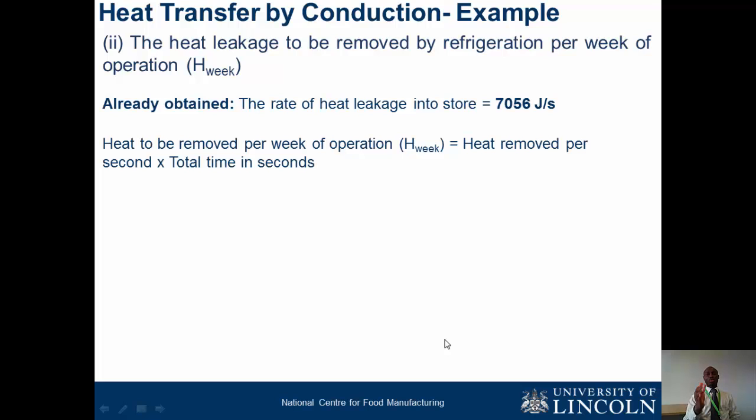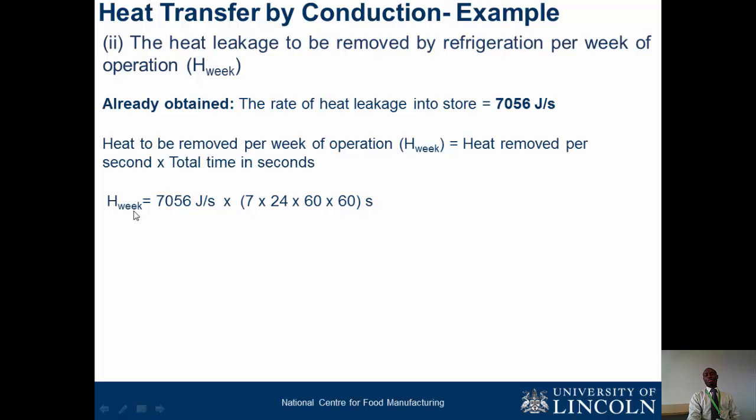All you need to do is to multiply the amount of heat removed in a second by the total time in seconds. The total time is a week, which can be converted to seconds. How do we do that? We have 7 days in a week, 24 hours in a day, 60 minutes in 1 hour, then 60 seconds in every minute. So you convert the total time in a week to seconds. So this is what we have.